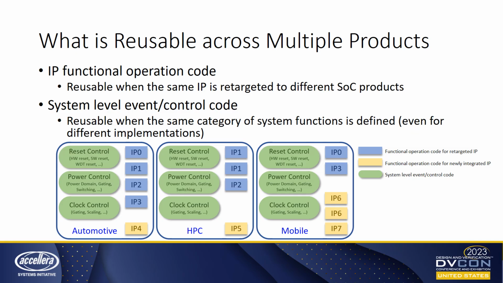For the IP functional operation code, we can reuse it when the same IP is used in other SoC products. As you can see here, even if the application is different, the same version of IP can be used, and we can reuse the IP operation code over the different products. For system level test code, because each SoC has its own system function, it is not possible to reuse the same test code. However, when the category of system function is defined, we can also reuse the system level test code.